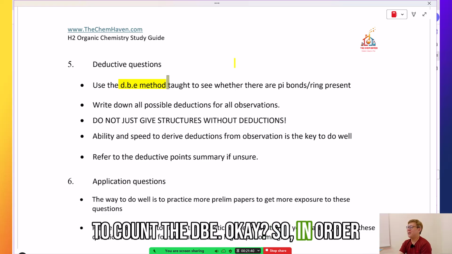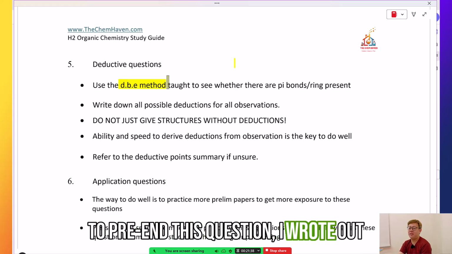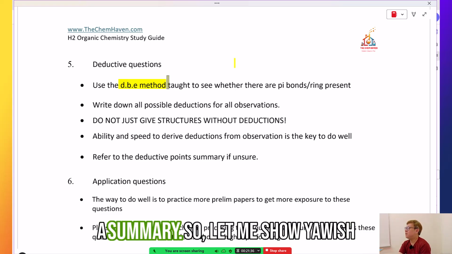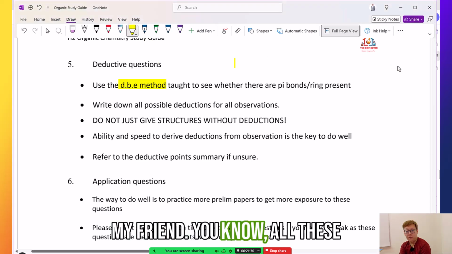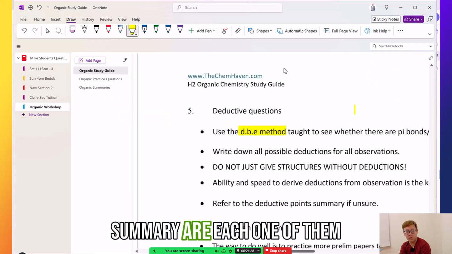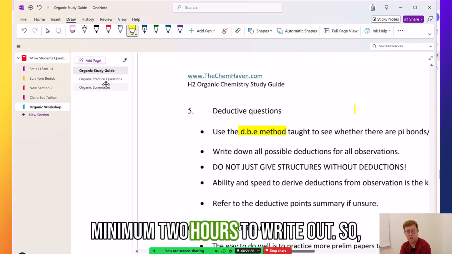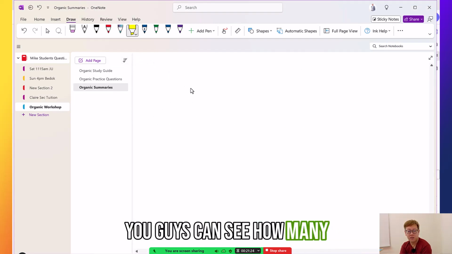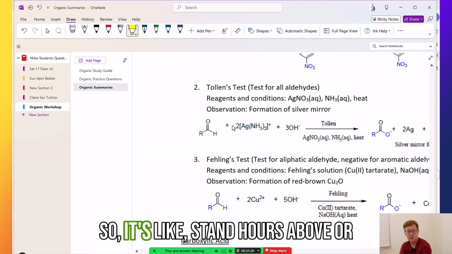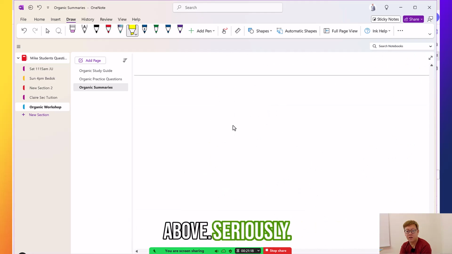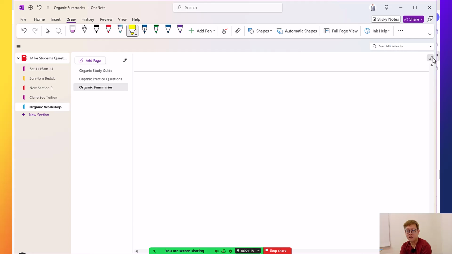Okay, in order to preempt this question, I wrote out a summary. So let me show you which summary. Come. So my friend, you know all these summaries, each one of them takes minimum 2 hours to write out. So you go and see how many summaries I gave you all today. Yeah. So easily like 10 hours worth of work. Seriously.